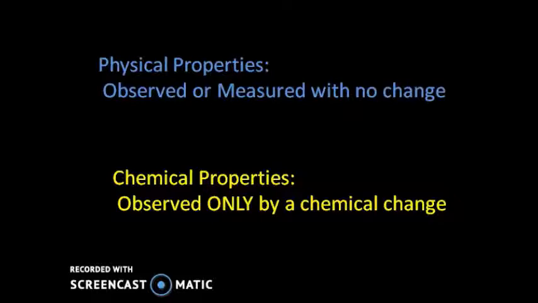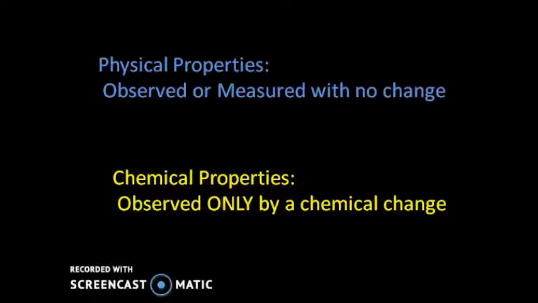So, properties that can be observed or measured with no change, and chemical properties can be observed only by a chemical change. So, when you observe this chemical property, that material is changing into some other material, and maybe that'll become more clear to you as we go along.